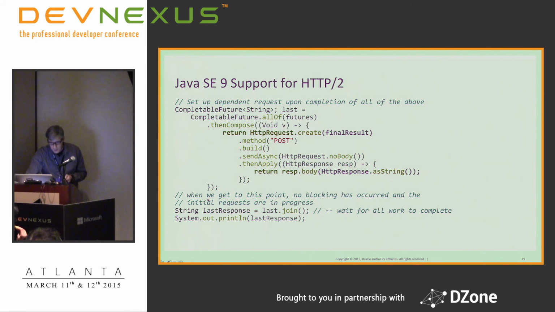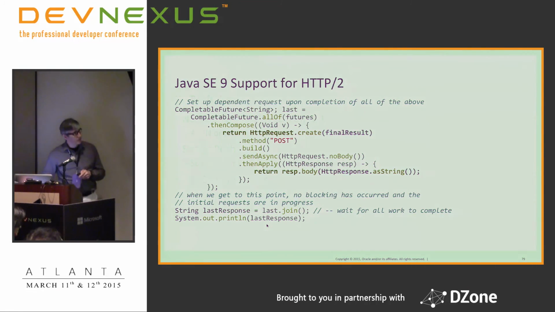Again, because we've done nothing but sendAsync, we've done no blocking yet. So you can probably wear the We Are Reactive banner up to this point. No blocking has occurred, and the initial requests are in progress. Here is where we do block, last.join. So this is the fork join framework, I guess, in action. Wait for all work to complete, and then we print the response out.